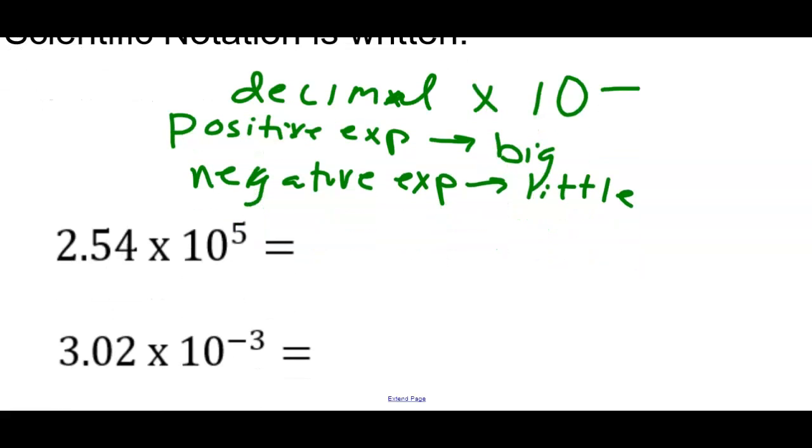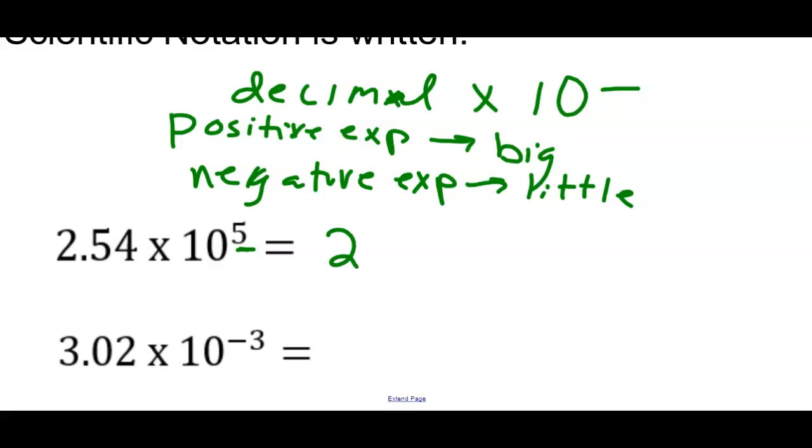Right? So 2.54 times 10 to the fifth, is this a positive? Is this a big number or a little number? Big. Where am I going to add my zeros, to the front or the back? To the back, because it's a big number. I know that because that's positive.